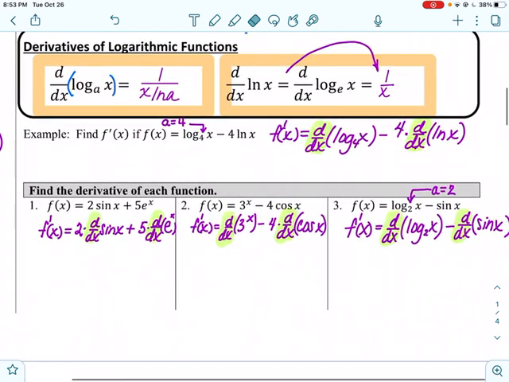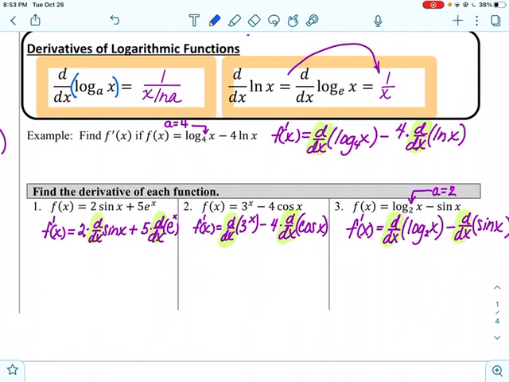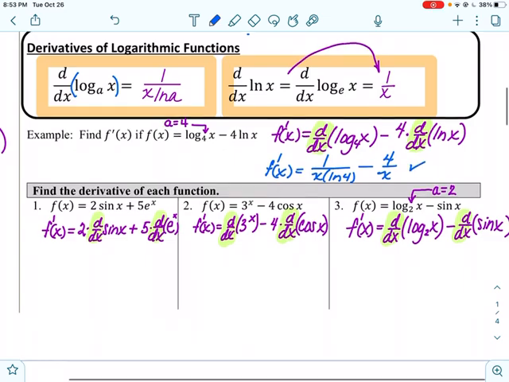Okay, so here's our first example. We have f prime if f of x is equal to log base 4 of x minus 4 ln x. When we take that, we're going to use the first rule, and f prime of x is equal to 1 over x times ln of 4. And then it'll be minus 4 times 1 over x, which we can write as 4 over x. And there you have it.